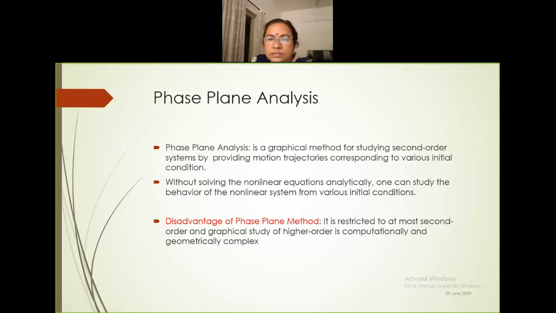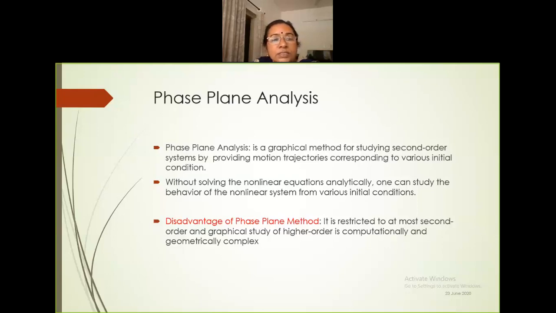Phase plane analysis is a graphical method for studying systems by providing motion trajectories corresponding to the initial conditions of the system. So the beauty of this analysis is that, without actually solving the non-linear equations, we can find the behavior of the non-linear system's performance by varying the initial conditions. So it is a graphical method. You need not solve the equation for the analysis.